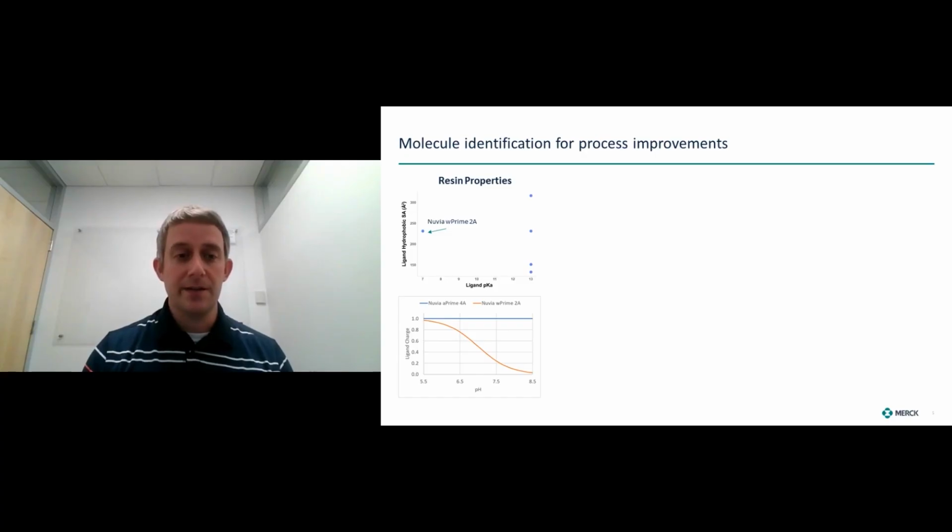And then with protonation of the ligand on the bottom, you can see how the charge on wPrime 2A varies a bit in a space where we might be interested in operating, while the wPrime 4A ligand would be fully charged throughout that space.